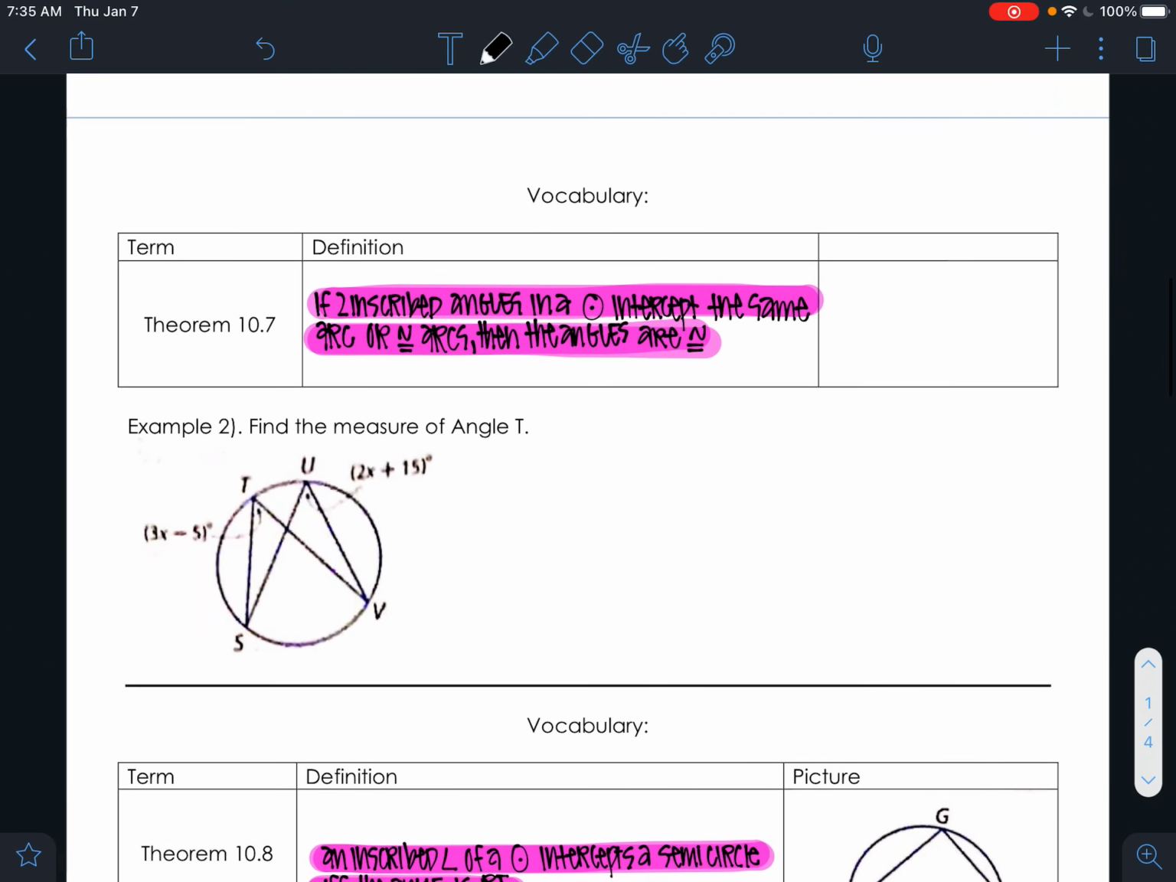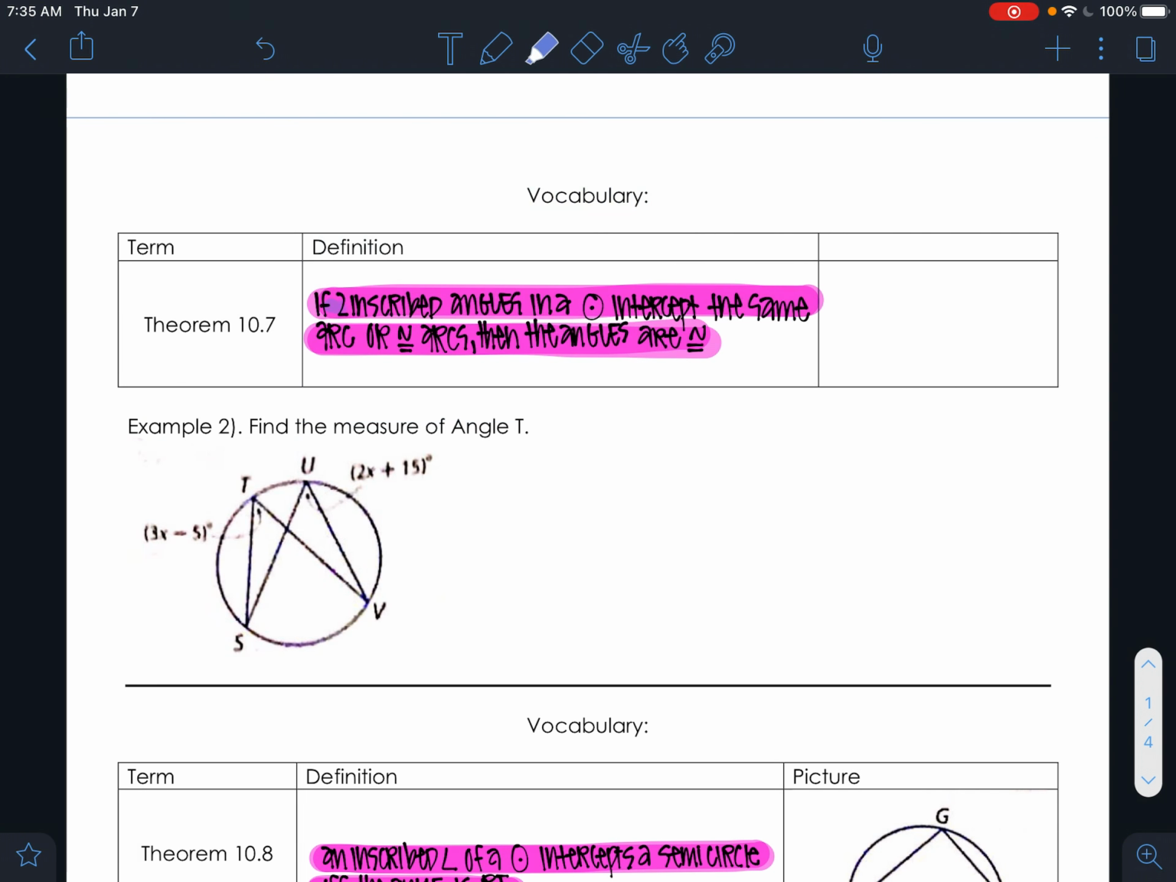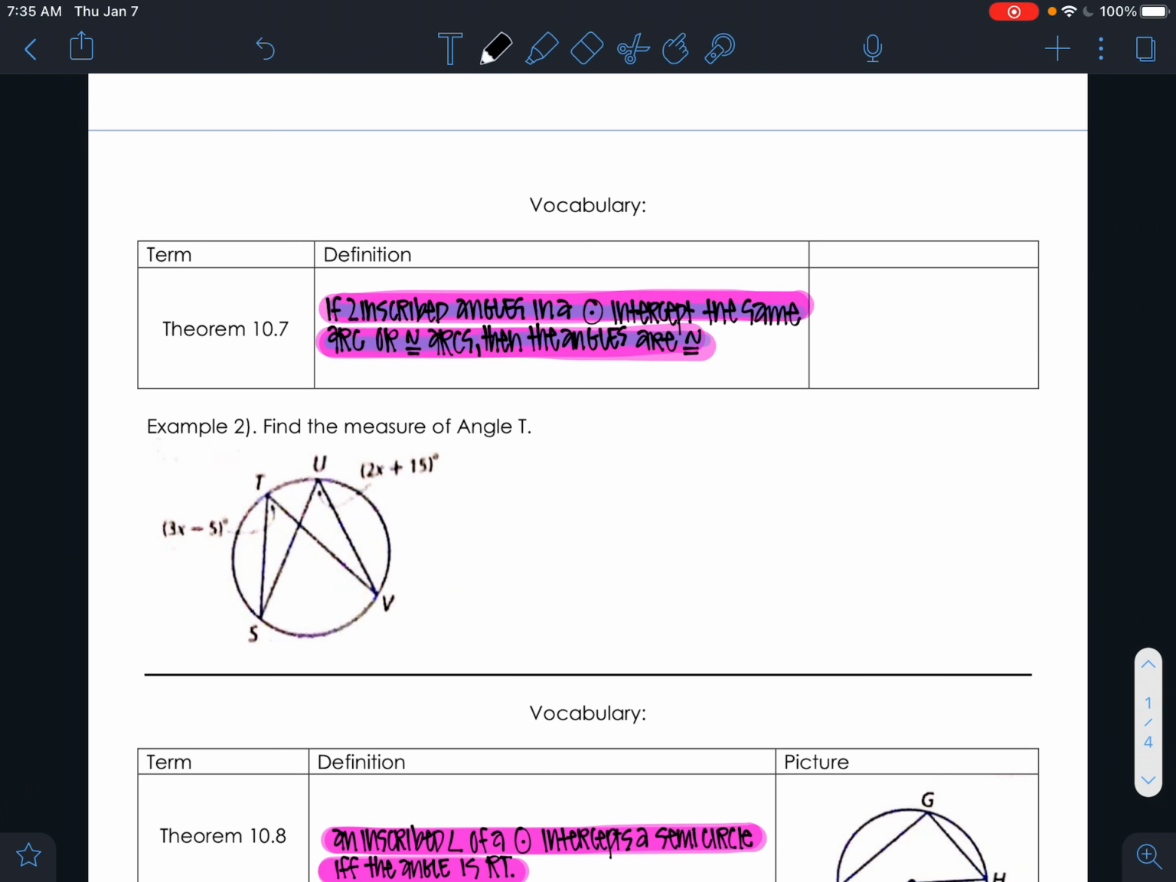Okay, so let's start with theorem 10.7. This theorem says that if two inscribed angles in a circle intercept the same arc or congruent arcs, then the angles are congruent. So one more time, if two inscribed angles in a circle intercept the same arc or congruent arcs, then the angles are congruent, okay?